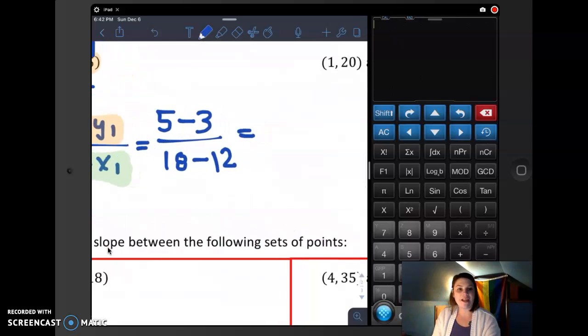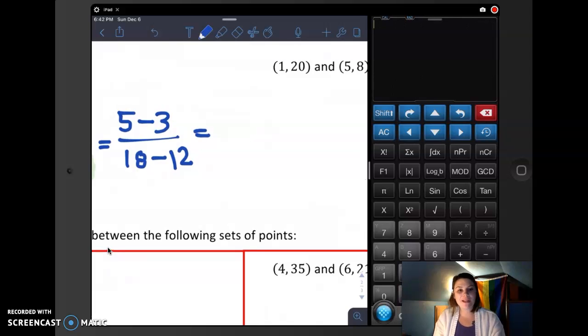I'm going to do it by hand first. And then for those of you who might need a little extra help with the subtraction, the division, and all that, I'll show you how to do it on the calculator as well. I'm very much a calculator person. You guys know that about me. So 5 minus 3 is 2. 18 minus 12 is 6. Both 2 and 6 are even numbers, so we can reduce the fraction to 1/3.